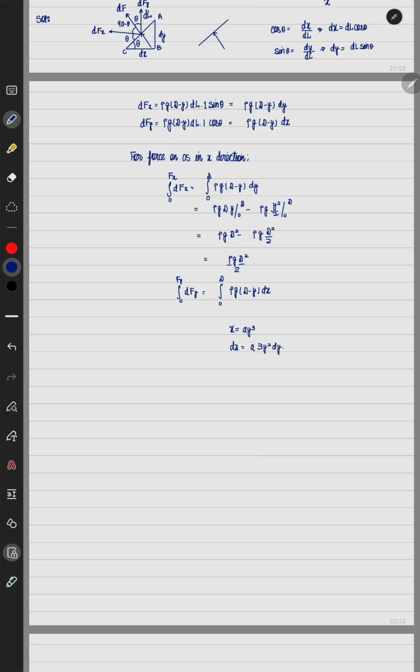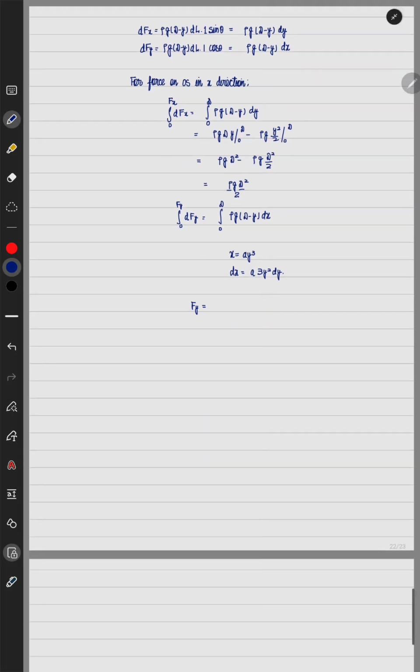I can put this into the expression of dFy. The integral of force in the y direction is Fy equal to the integral from 0 to d of rho into g into d minus y into a into 3y square dy. I can take the constants out: rho into g into a into 3, times the integral from 0 to d of d y square minus y cube, dy. Now integrate this.